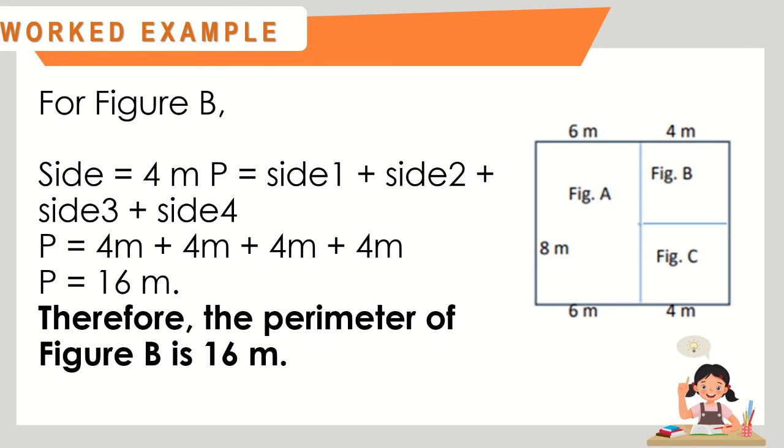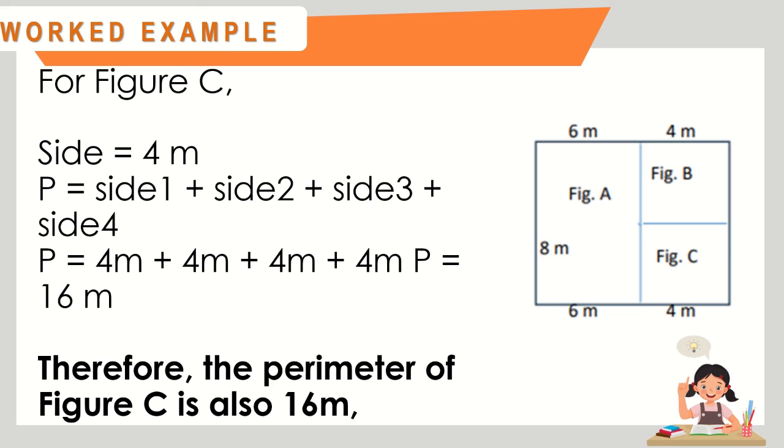For figure B, side is equal to 4 meters. P is equal to side 1 plus side 2 plus side 3 plus side 4. P is equal to 4 meters plus 4 meters plus 4 meters plus 4 meters. P is equal to 16 meters. Therefore, the perimeter of figure B is 16 meters.